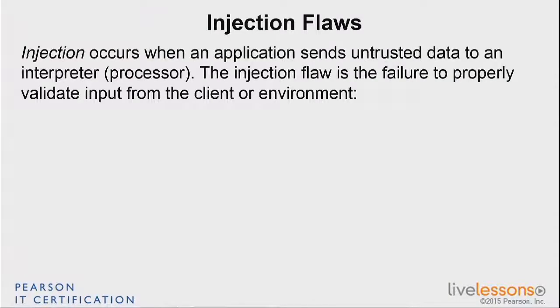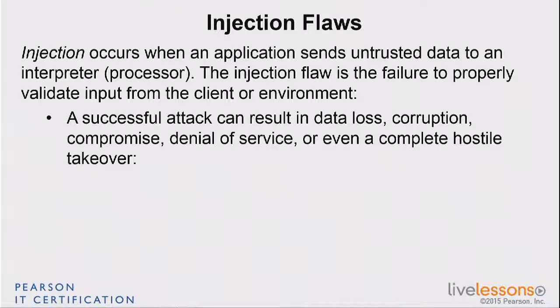So injection occurs when an application sends untrusted data to an interpreter, to the processor. And we looked at process injection a couple of lessons back. The injection flaw is the failure to properly validate input from the client or the environment. So we can inject instructions into a process. And remember that a process has been assigned resources. So once you inject instructions into the process, it will operate in the security context of that process and have access to all of the resources that that process has. A successful attack can result in data loss, corruption, compromise, denial of service, even a complete hostile takeover.